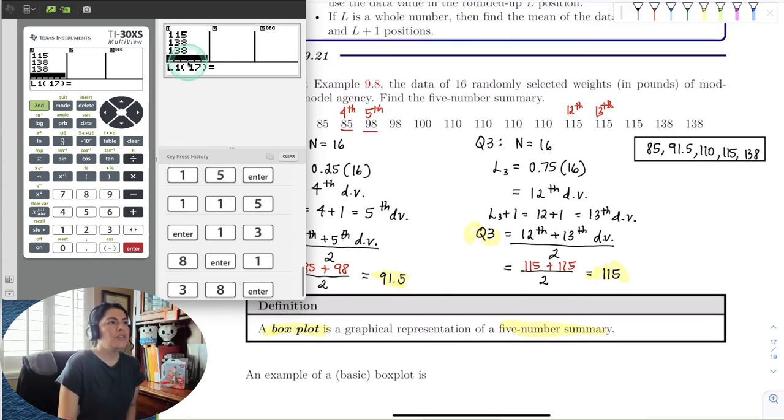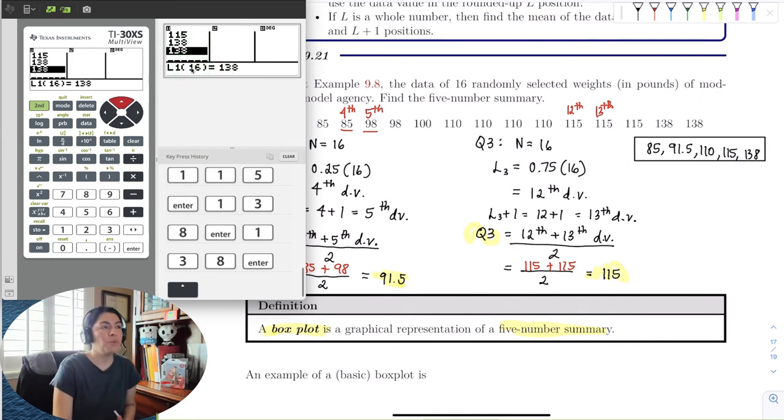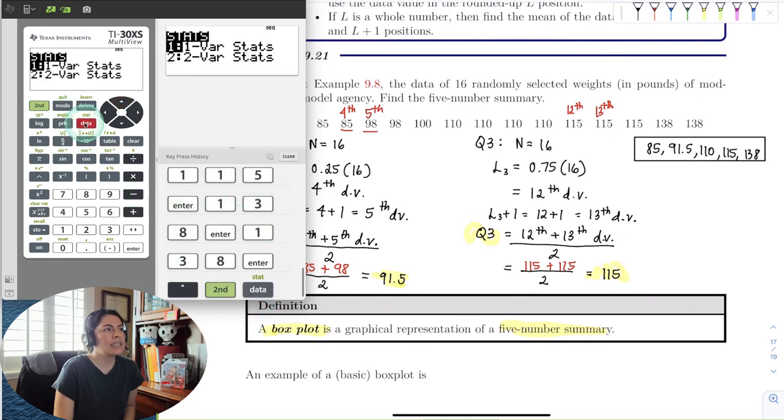Okay, so once you enter in the data, notice that if I go up to the last 138, it says 16. So I know I've entered 16 data, so I'm okay. Next, you'll see above the data button is the word stat. So go ahead and select stat, which is green. Hit second stat, second data, which gives you stat, just like down here. And we're going to do a one-var stats because we only have one list, right? One list.